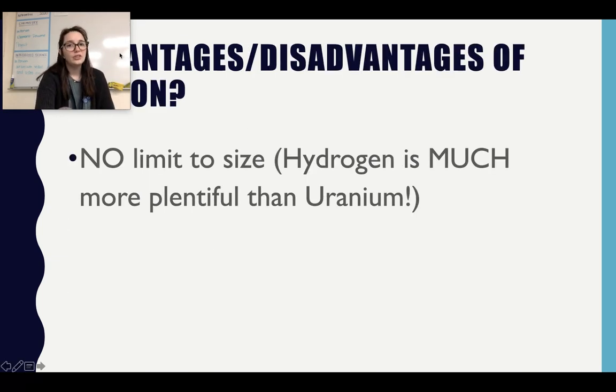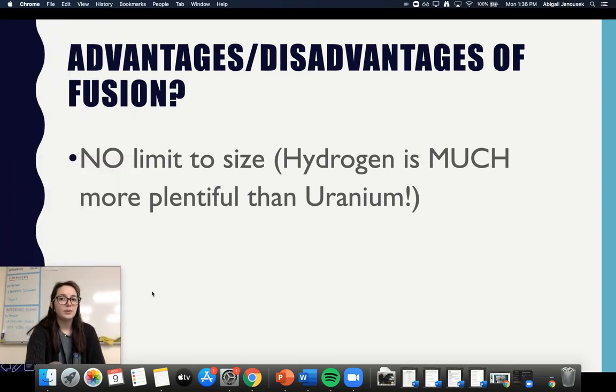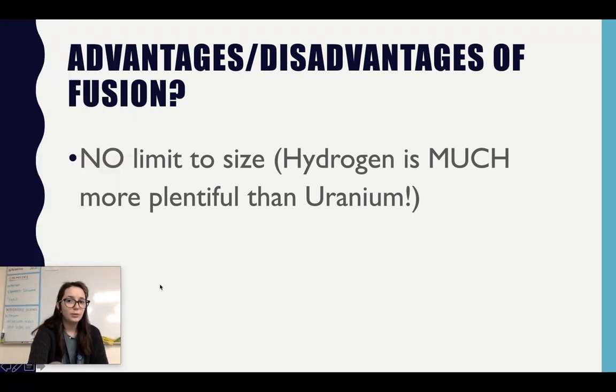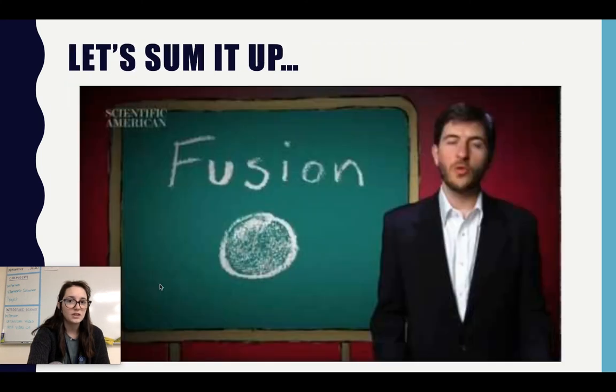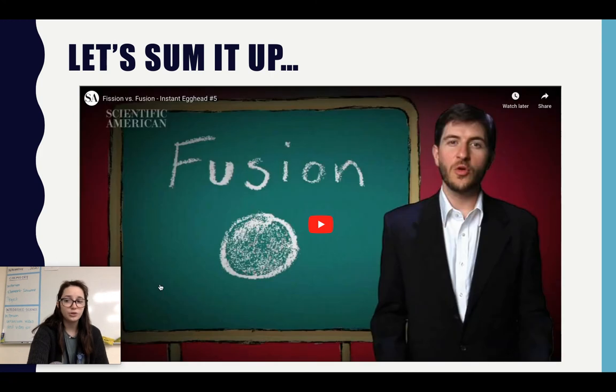Now, there's some advantages and disadvantages for it. There's no size limit. Hydrogen is much more plentiful than uranium, and so there's an advantage to that. However, the disadvantage is we really can't do that at this time. It is extremely difficult to do that.